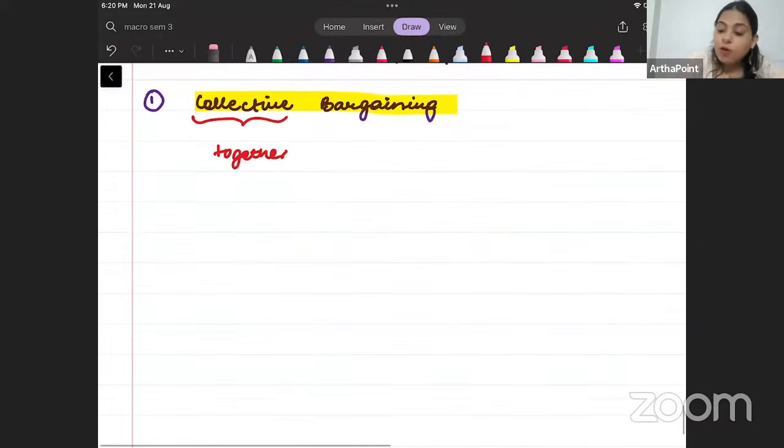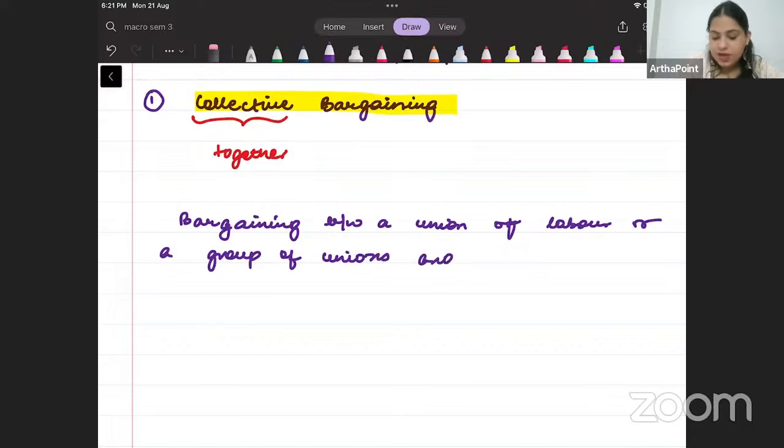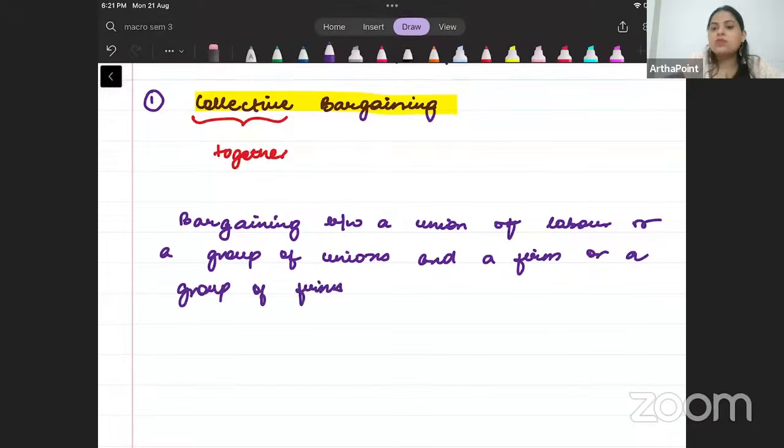So let us write down the formal definition of it. So please write down: bargaining between a union of labor or a group of unions and a firm or a group of firms is called collective bargaining.